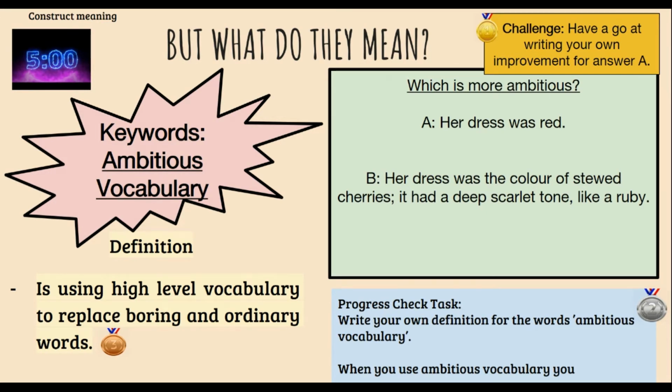Okay, again, I'd like you to look at example A and have a go at writing an improvement for that sentence. Also, once you've done that, can you do the progress check task again for the 3rd time and write your own definition for the words ambitious vocabulary? Can you please pause this again for another 5 minutes whilst you're doing that?